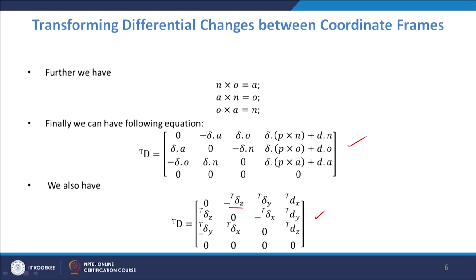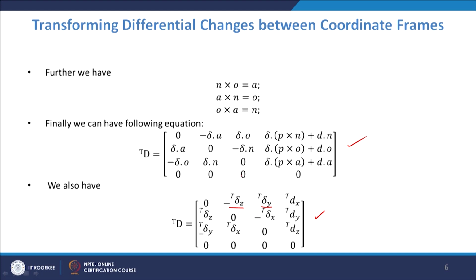This position represents the z rotation with respect to the current frame. This position represents the y rotation with respect to the current frame, and this is the negative of the x rotation with respect to the current frame, etc. These are the translations with respect to the current frame.